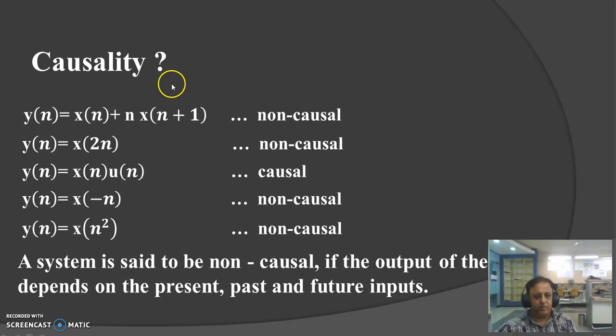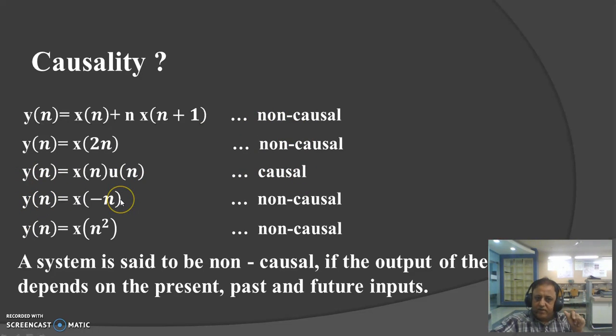Let's take examples. y[n] is equal to x[n plus 1]. The minute you have a future sample, it's non-causal. Next one, y[n] is equal to x[2n], non-causal, because n equal to 1 will give y[1] equal to x[2]. Non-causal.